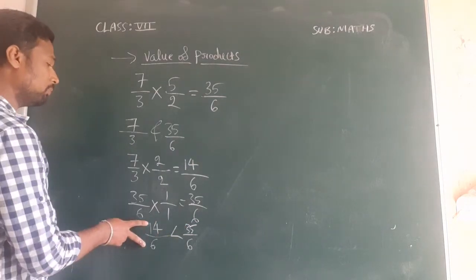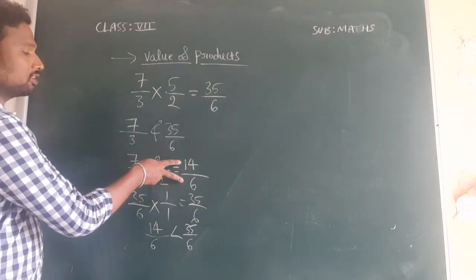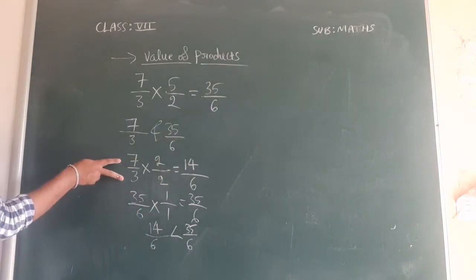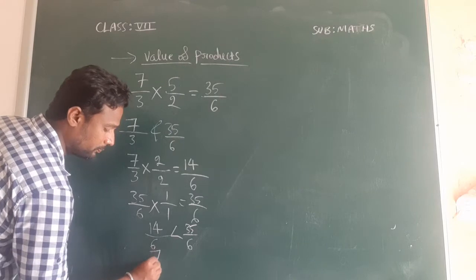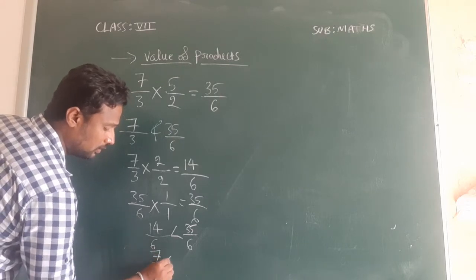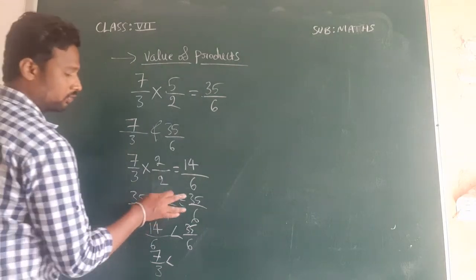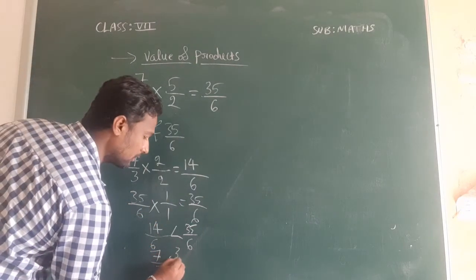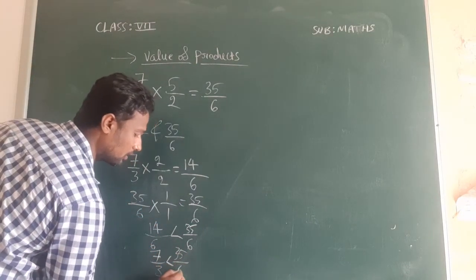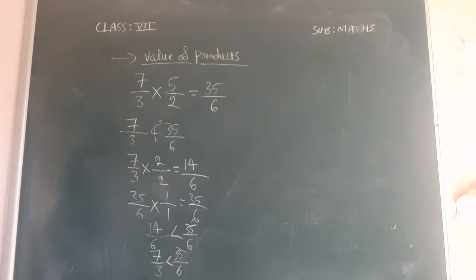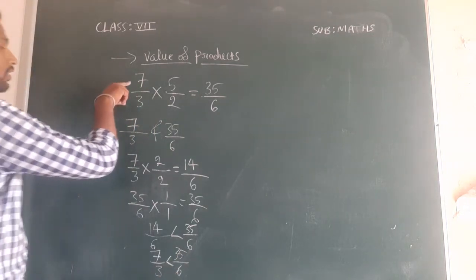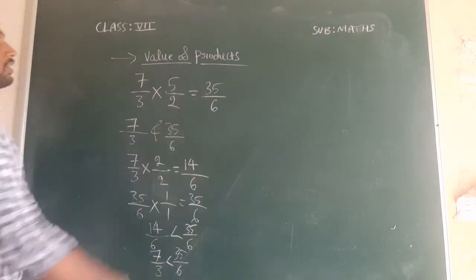So how did we get this 14 by 6? From this 7 divided by 3. 7 divided by 3 is less than 35 divided by 6. We got this from 35 by 6 only. So again I will write 35 divided by 6. Now you can see this 7 divided by 3 is less than 35 divided by 6.